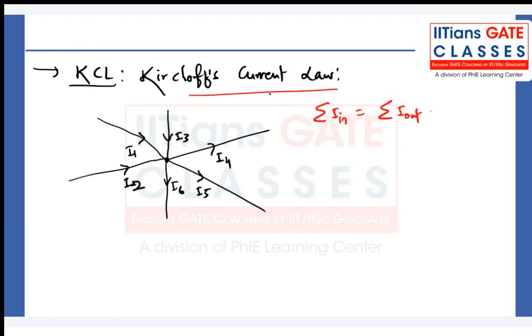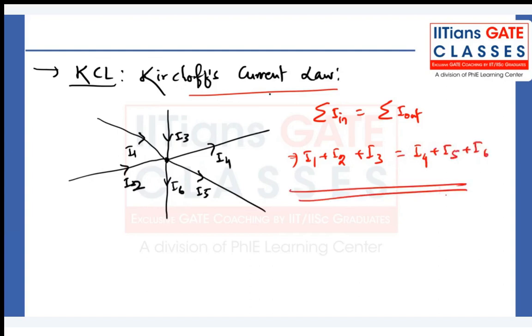So what you can do here is, whatever currents are incoming, you can add them. So I1 plus I2 plus I3 is equal to whatever currents are going away from this node. So you can say I4, I5, and I6. So this is basically Kirchhoff's current law.